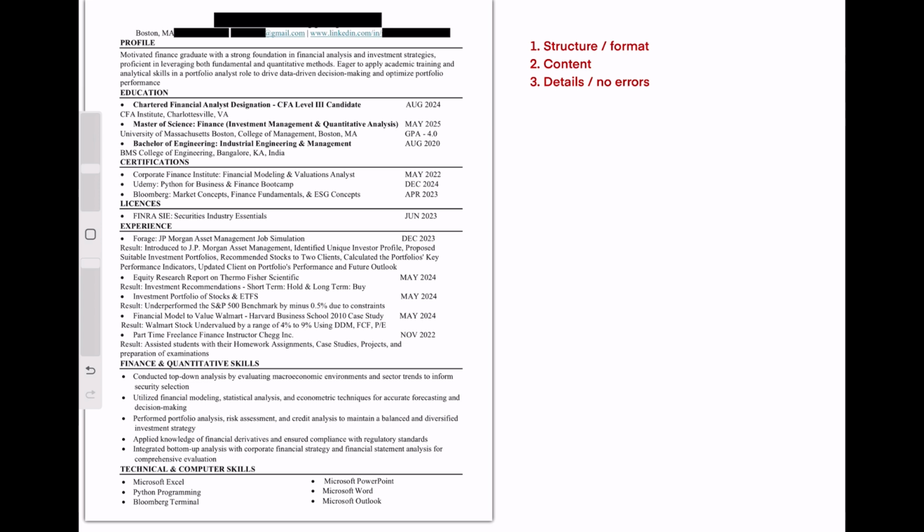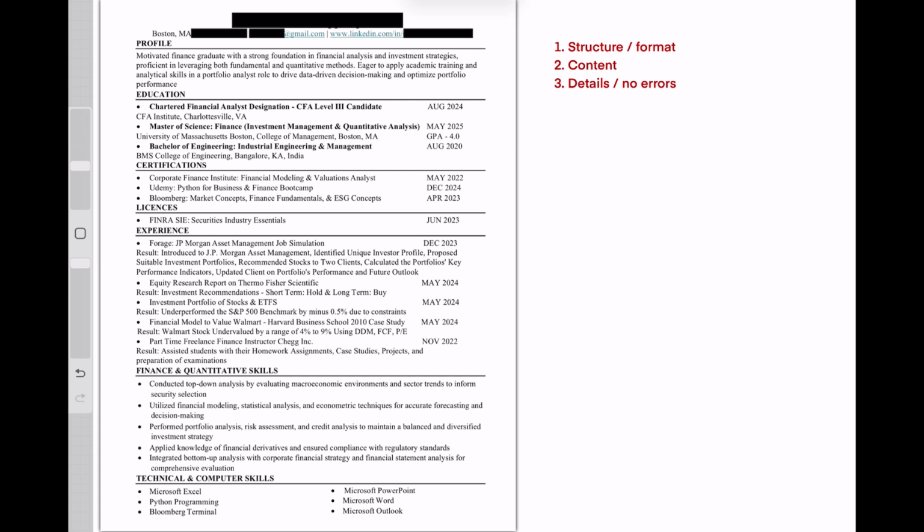It separates out sections. However, there is no space between each section, so it's hard to navigate with your eyes where to look first. So we would want to add a bit of space in between each section. Secondly, let's see, we have profile, education, certifications, licenses, experience, finance and quantitative skills, and technical and computer skills. There are way too many sections here.